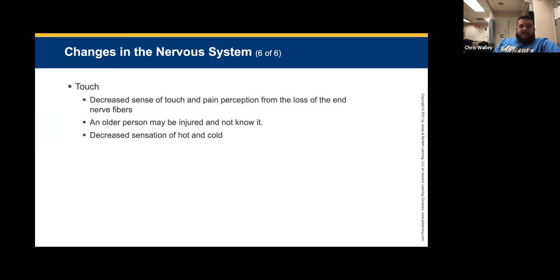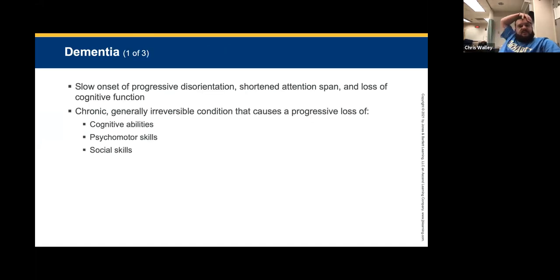Oh my God. So let's talk about dementia. It is the slow onset of progressive degeneration, a shortened attention span, and a loss of cognitive function. I mean, dementia is hard. It is chronic, a generally irreversible condition that causes progressive loss of cognitive abilities, psychomotor skills, and social skills.